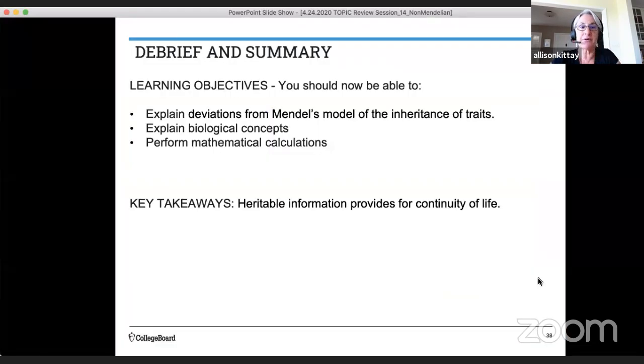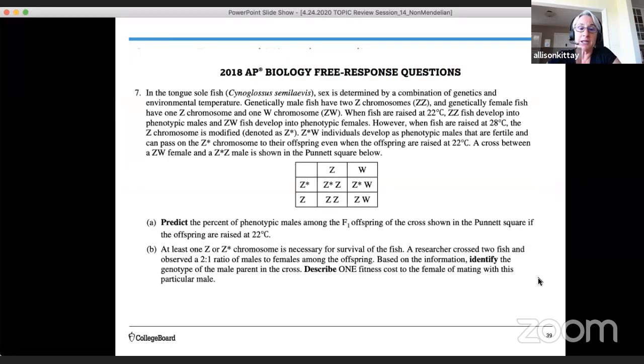All right, so to debrief, you should now be able to explain deviations from Mendel's model of the inheritance of traits. You should be able to explain biological concepts and perform some types of mathematical calculations. Your key takeaway, as it's been all week, is that heritable information provides for the continuity of life. I want to leave you with some common errors and misunderstandings.